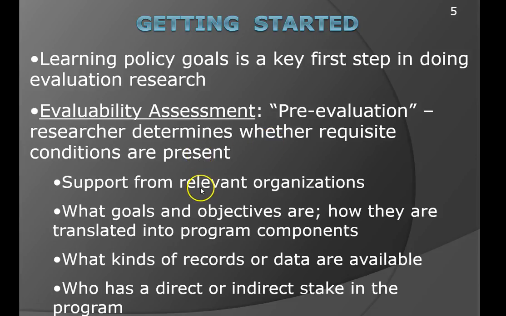You want support from relevant organizations as needed. You need to know what the goals and objectives are, and how the program translates those. And what kind of records and data and research is available from the program, and who has a direct or indirect stake in the program. You identify your stakeholders as well as your focus people and your points of contact. This is prior to ever evaluating.